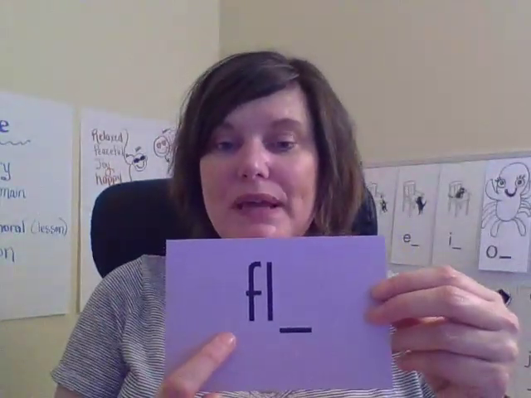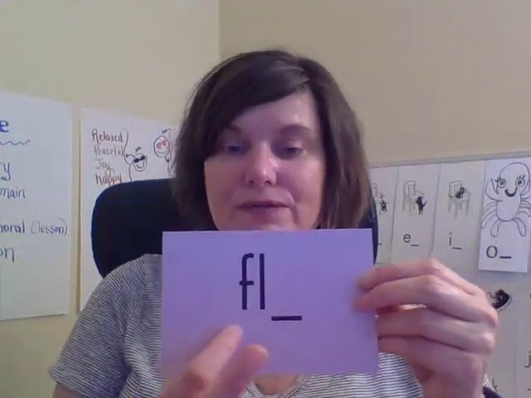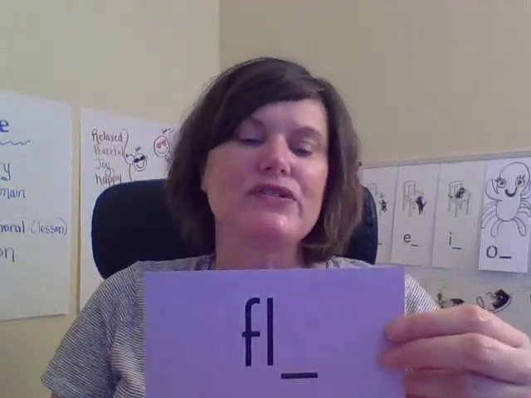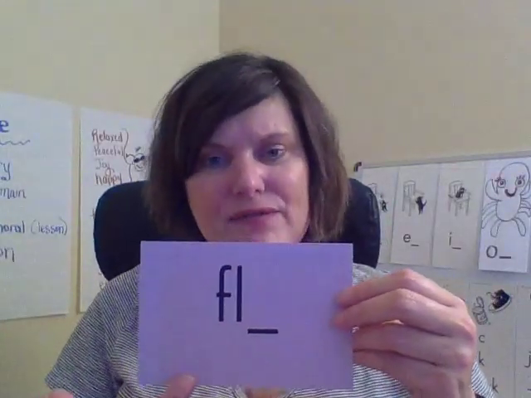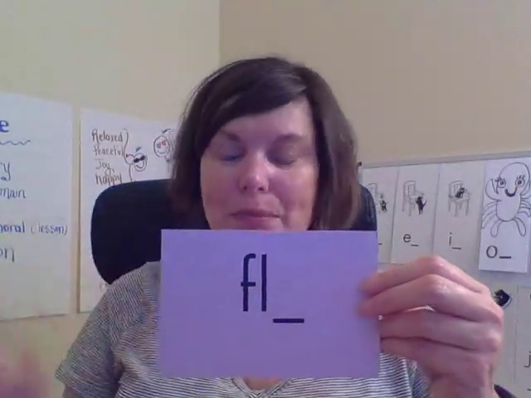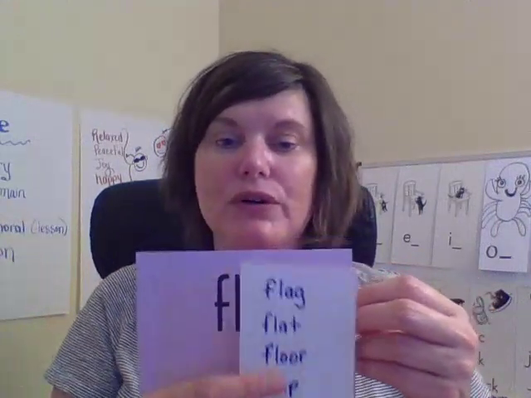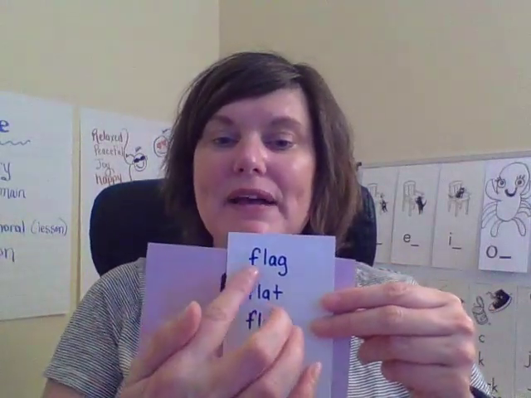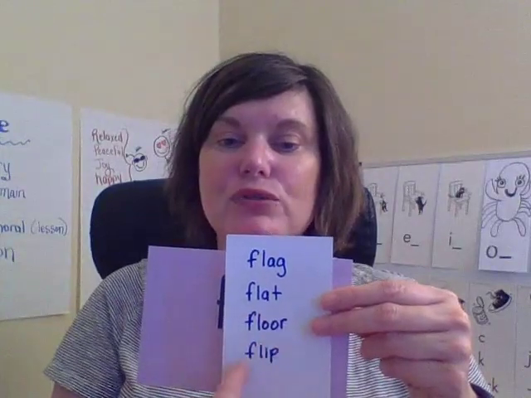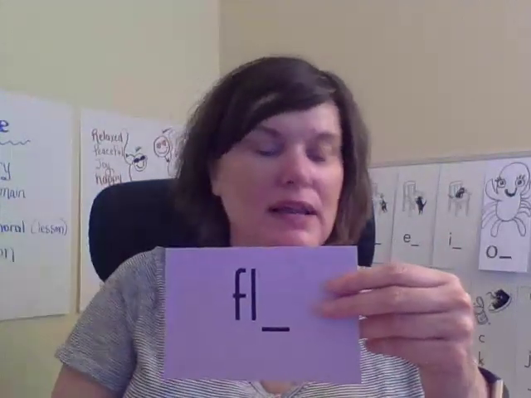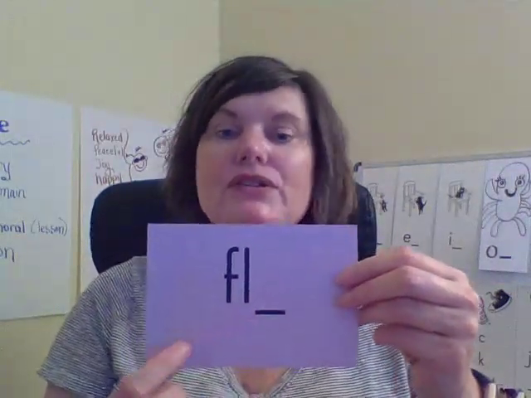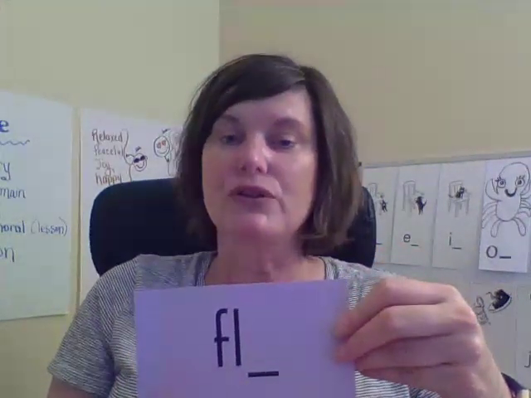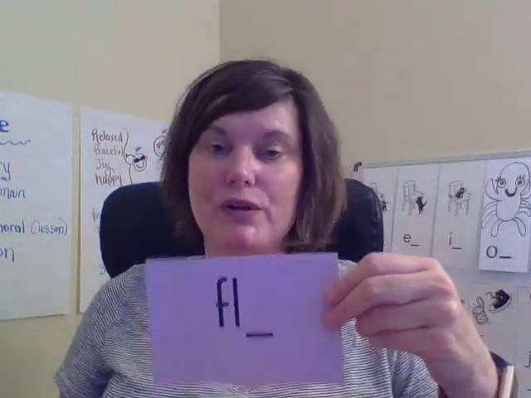The first one would be fl. Fl. Both of those sounds you can stretch out. They're continuous sounds. You're not going to see this at the end of a word. You'll see it at the beginning or at the middle of a word. Kind of like at the beginning of flag, flat, floor, flip, flower. Lots of words like that. So this is fl. Together, fl. Your turn. Very good. We'll continue working with this.